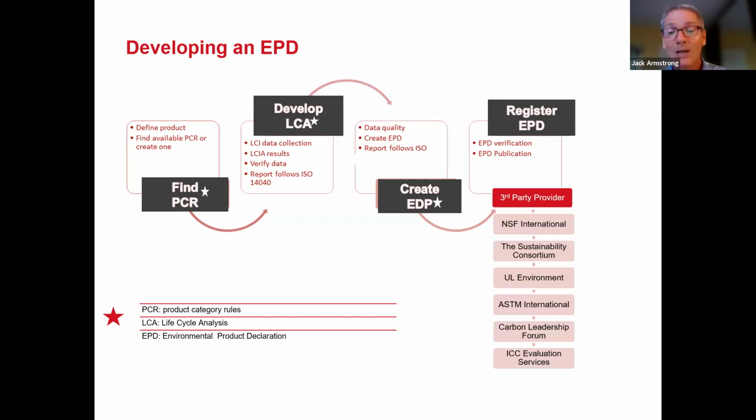Could be EPD Hub that actually not only prepares these, but verifies them, whether they have been prepared by an individual manufacturer, or, many times, they work on behalf of the whole industry to get the industry average.